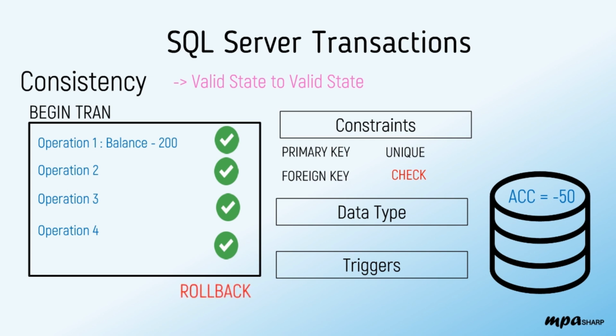Account A's balance returned to 150. The database remains in a valid state where no account has a negative balance. So the database and the data in the database remain in a consistent state.